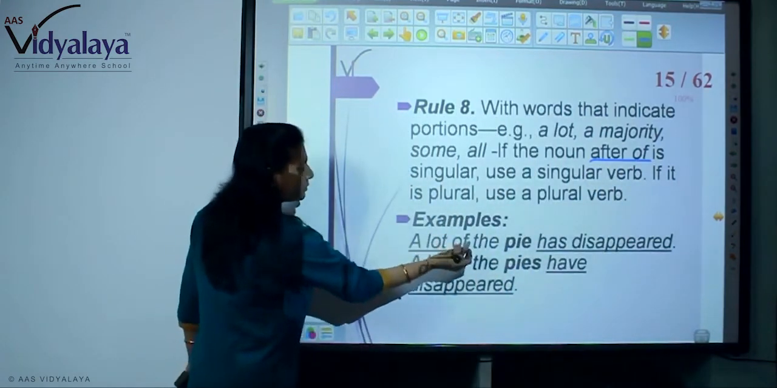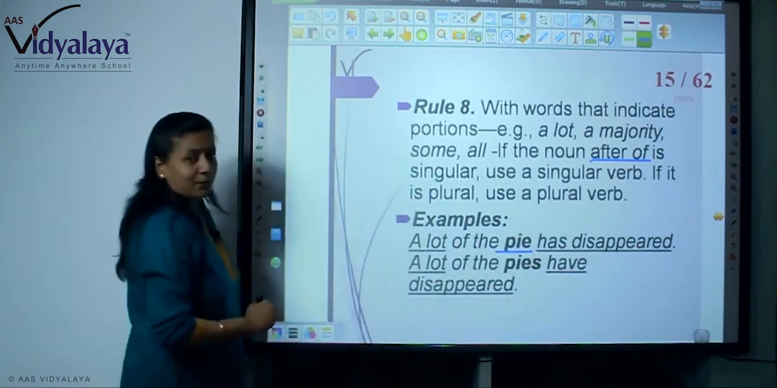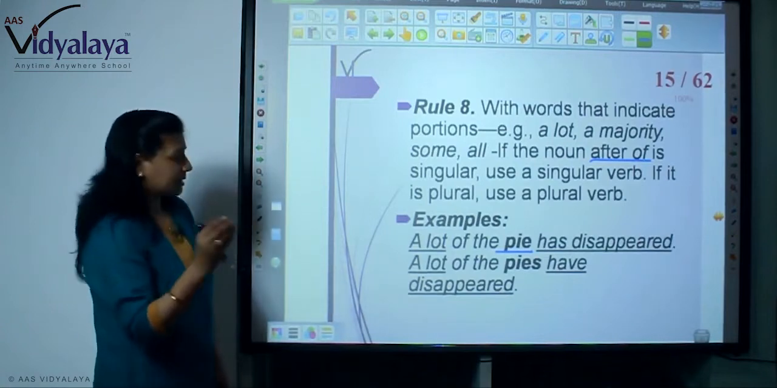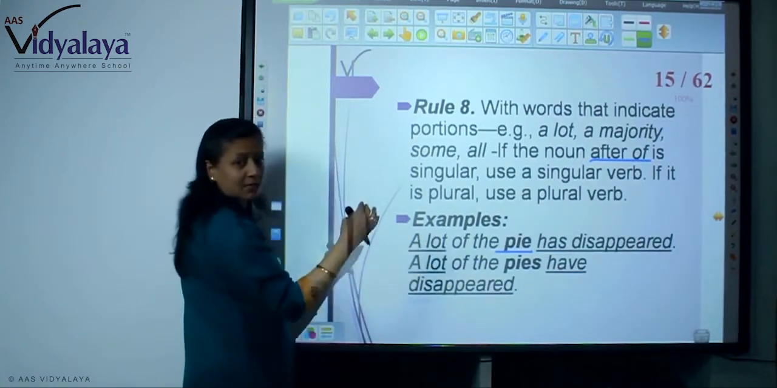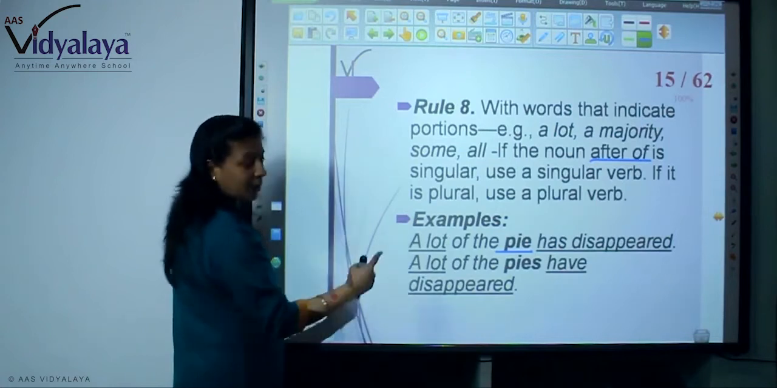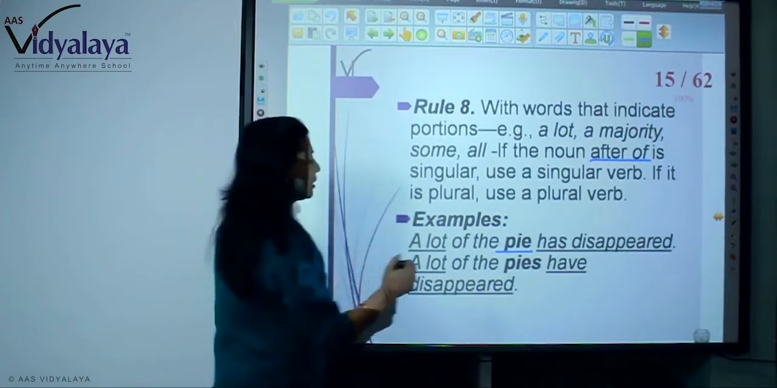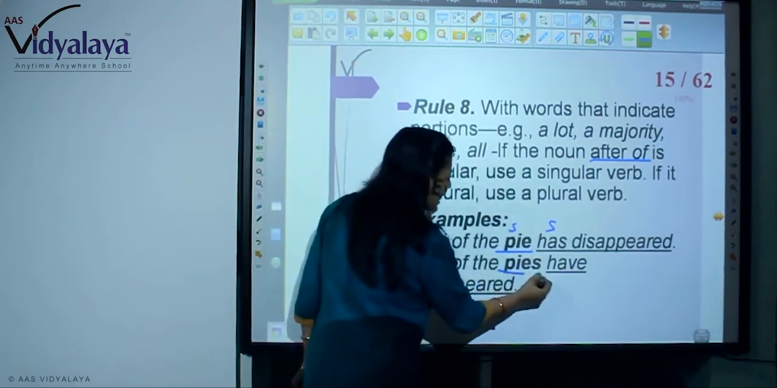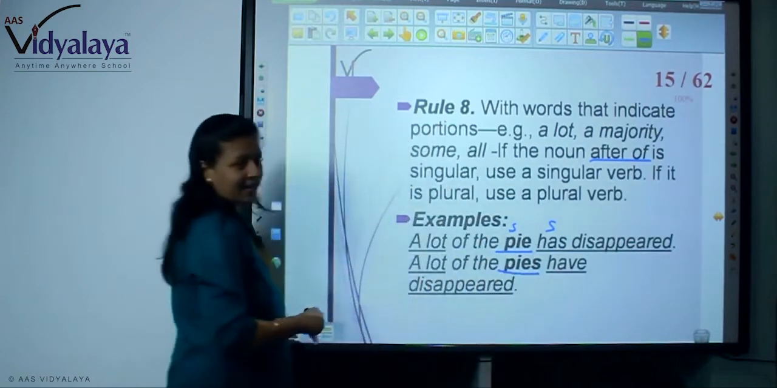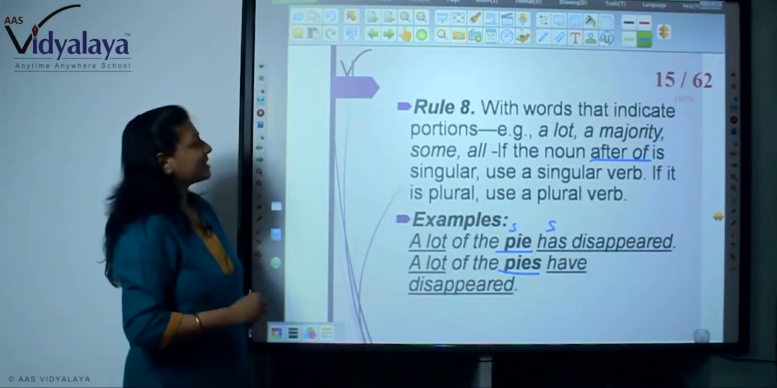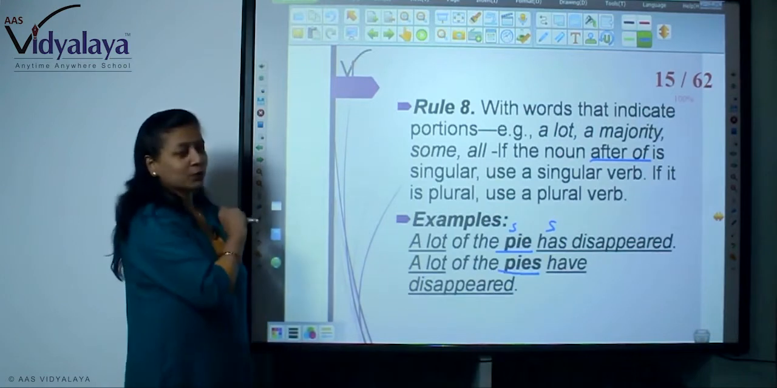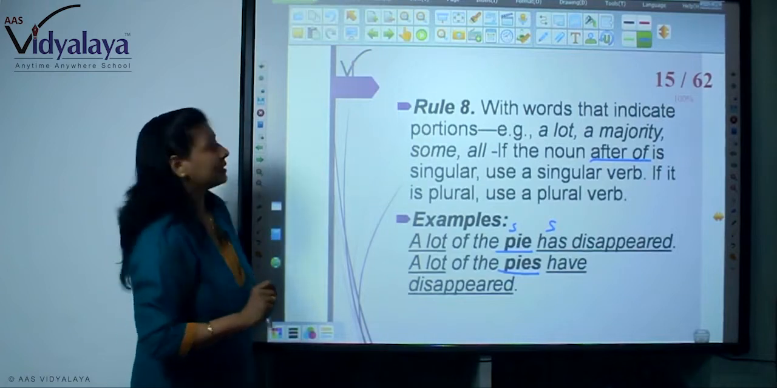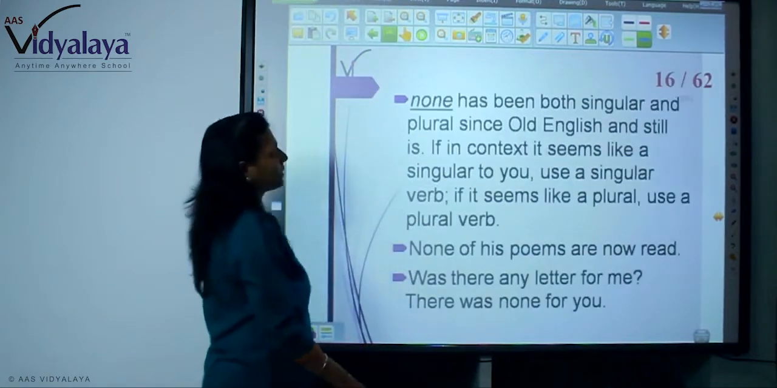See, a lot of the pie. Because "a lot of" indicates a portion, the subject is not before the "of". The subject is after the "of", and according to the subject, your verb will be chosen. As "pie" is singular, it is "has", and for "a lot of the pies", plural, it is "have". Right? Very easy to understand, but you will have to go through the slide again and again and read the chapter continuously so that you get this type of thing.